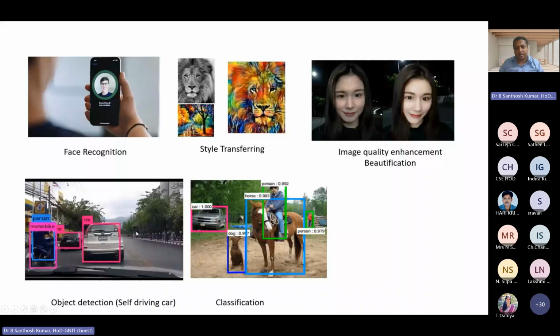Then classification. Classification means it will classify. Previously we were telling that we can classify fruits. Now in this application it is showing that it will classify the objects that are available. So this is a car, this is a dog, this is a human, like that it will categorize.